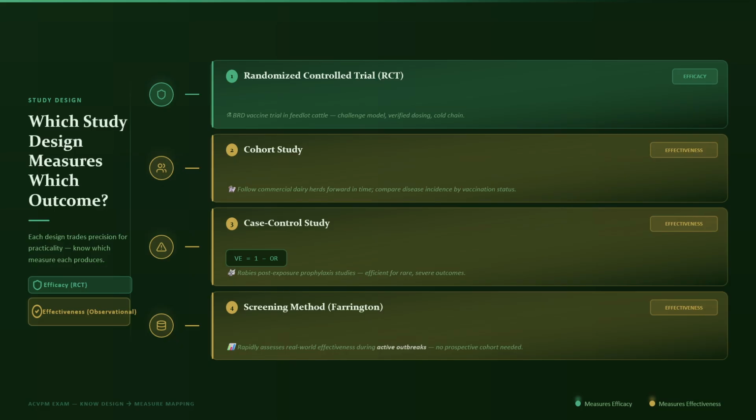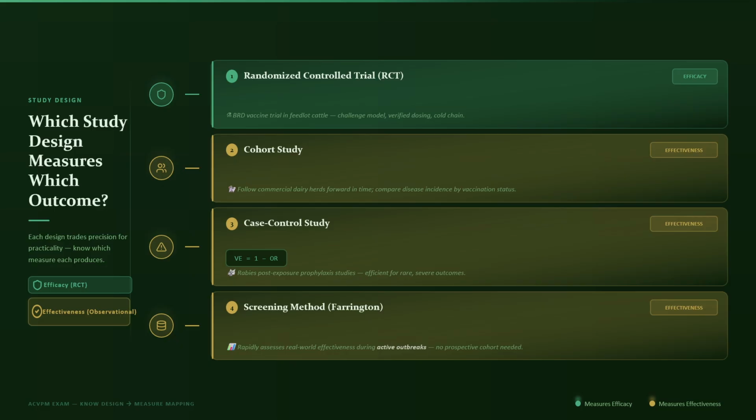Start with the randomized controlled trial. The RCT is your efficacy engine. Animals are randomly assigned to vaccine or placebo, dosing is verified, and the cold chain is controlled. Think of a BRD vaccine challenge trial in feedlot cattle. Randomization balances out the confounders, which is why the RCT is the gold standard for licensure and the one design here that measures efficacy. The other three measure effectiveness, real-world performance.